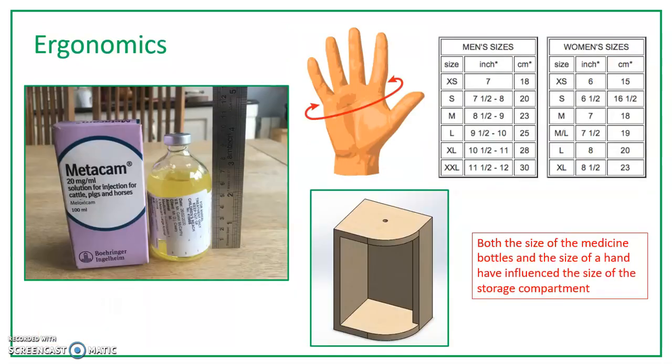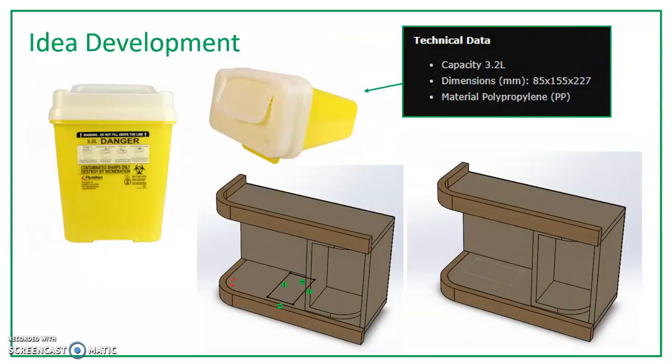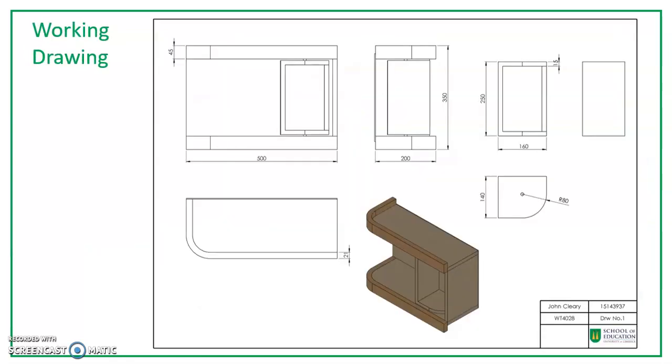Moving on, I went on to more in-depth idea development and the ergonomics, so the sizes that I'd have to make everything. This would have been due to the hand size and the size of the medicine bottles it would be holding. I moved on then to the size of the sharps disposal unit that was going to be incorporated into the project. And then here's a work and drawing.